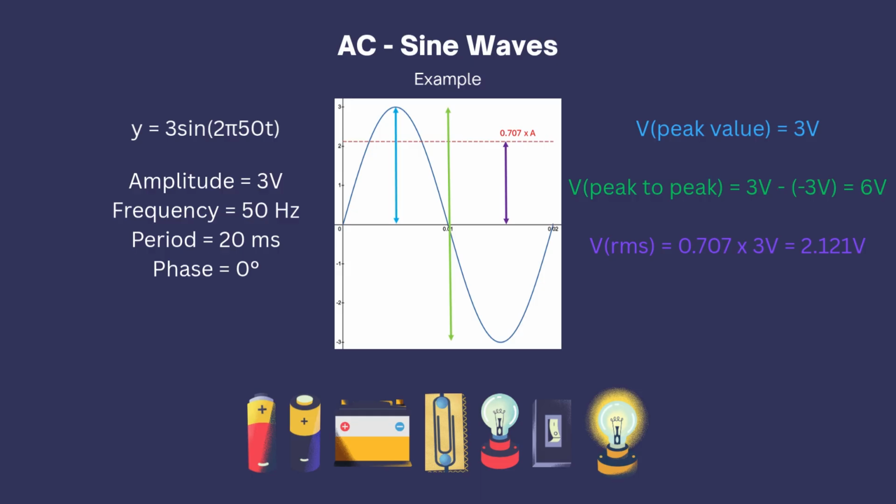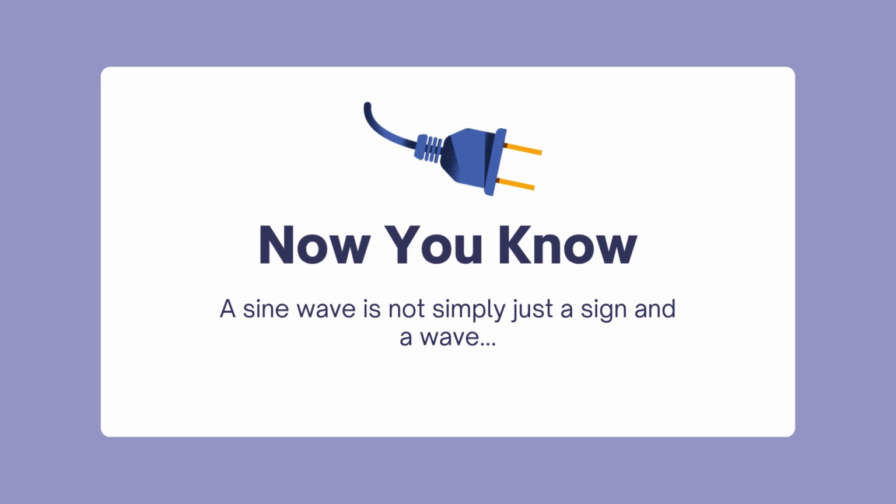We also have our peak value, which is 3 volts, and our peak to peak value, which is 3 minus -3, equaling 6 volts, and then our RMS being 0.707 times 3 volts, equaling 2.121 volts. Now you know a sine wave is not simply just a sine and a wave.